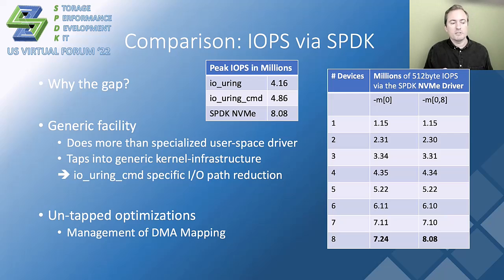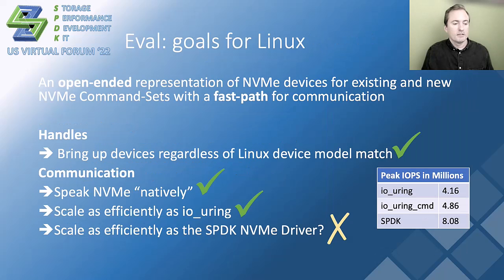We also have some untapped optimizations with regards to DMA pre-mapping, such that those buffers are pre-mapped and looked up instead of having to actually be mapped once per IO. So we're not quite there on that goal of scaling as efficiently as the SPDK NVMe driver. But we've put out some plans on how we can try and improve that we'll get to in the next steps.